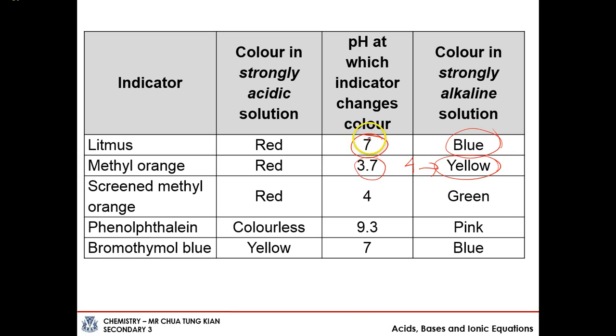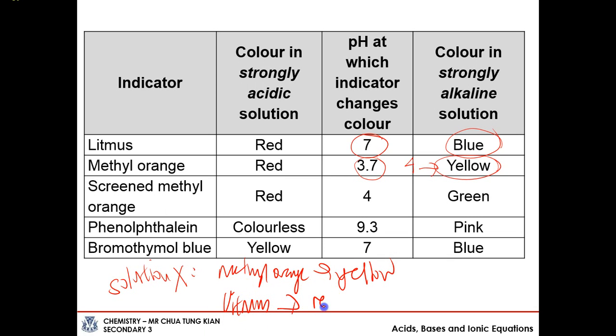But when I use litmus, if I get a red color solution, okay, so this solution X in methyl orange is yellow. In litmus, it is red. It tells us that because it is yellow, the pH must be more than 3.7. Correct? The pH must be more than 3.7, must be above 3.7.